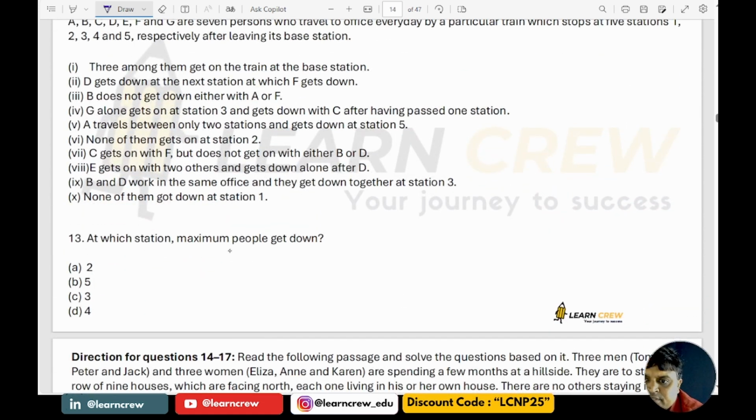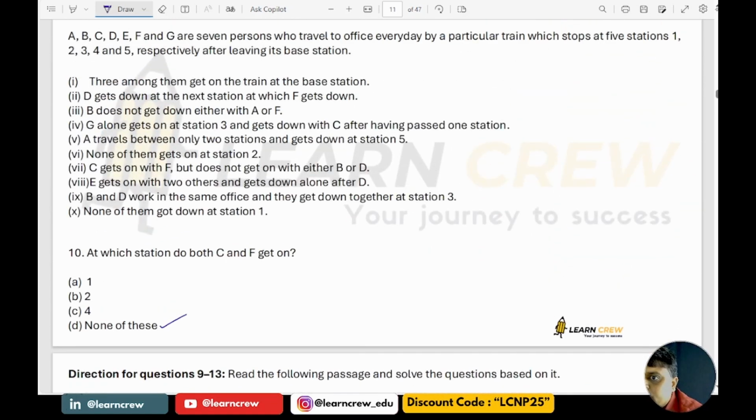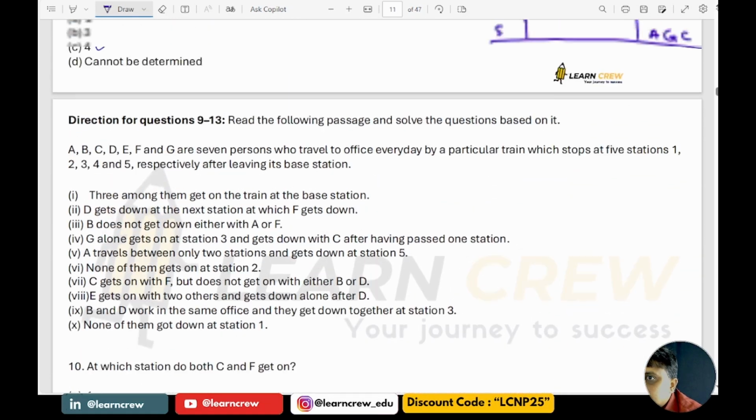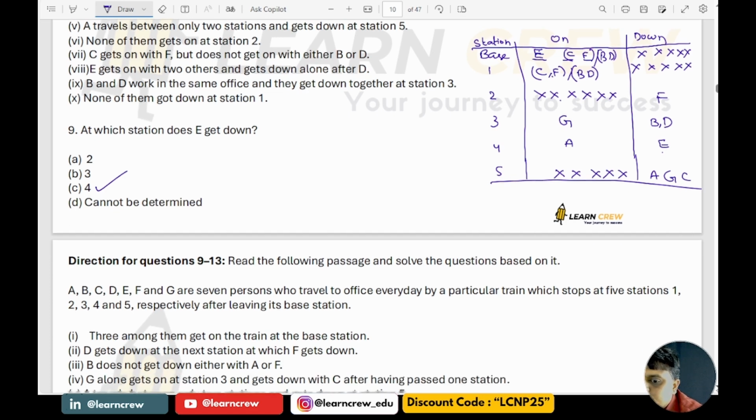Now, question number 13. At which station do maximum people get down? So we have to again go through the chart we have drawn. At which station do most of the people get down? Actually it is station number 5, A, G, C. Am I correct or not?